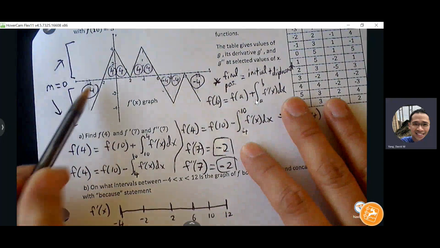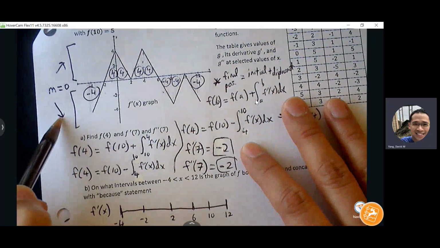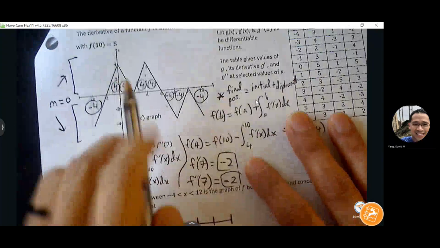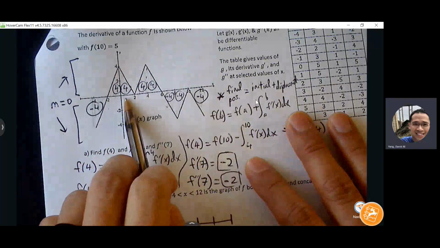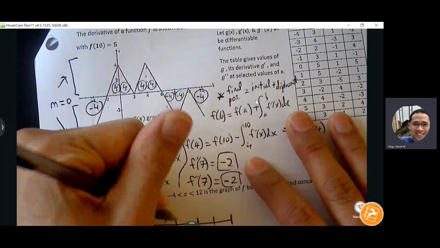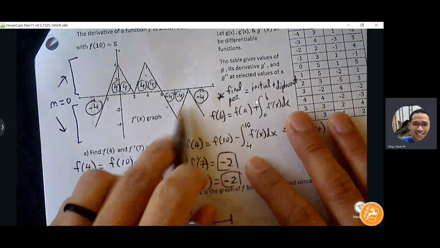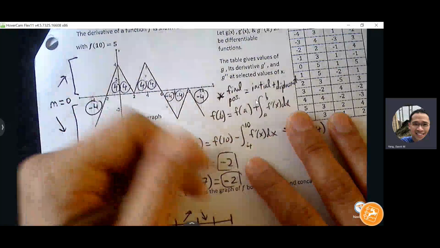So we see from -4 to -2, the graph is clearly below the x-axis, so it's negative slope. And then the next interval here, positive slope above the x-axis. Above the x-axis, still positive slope. Between 6 to 10, negative slope. Between 10 to 12, negative slope.